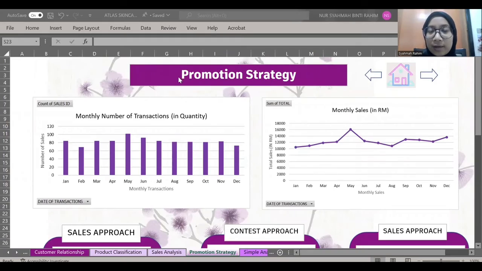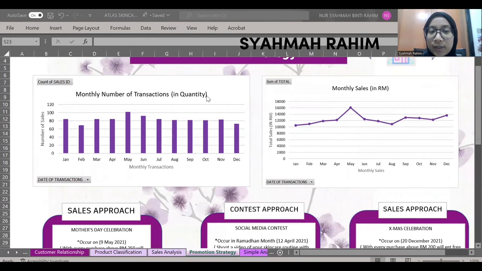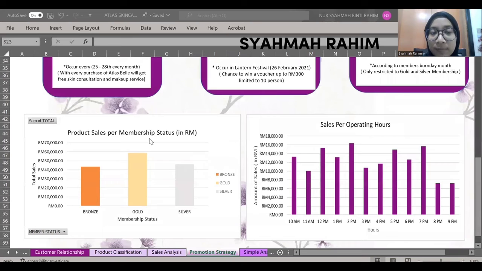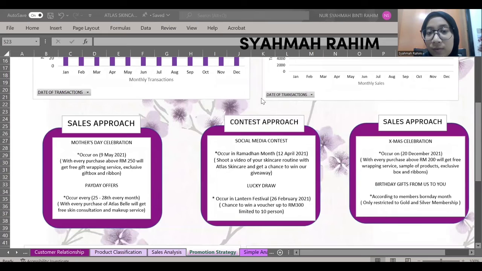So we're going to look into promotion strategy based on the monthly number of transactions in quantity charts, monthly sales in ringgit charts, product sales per membership status in ringgit charts, and sales per operating hours charts. Based on these charts, we have come up with a bunch of approaches that help to increase our sales.